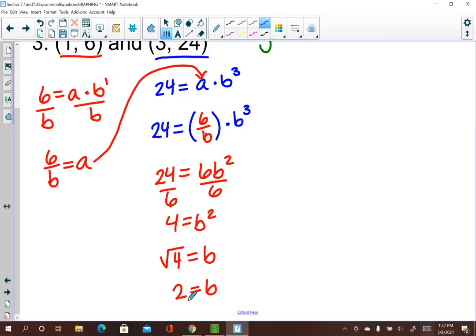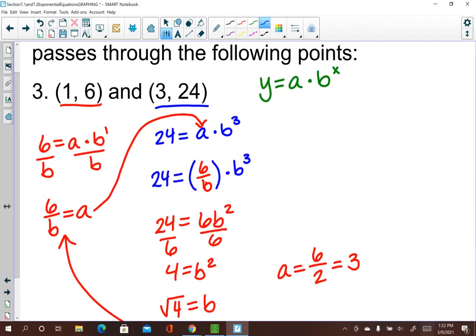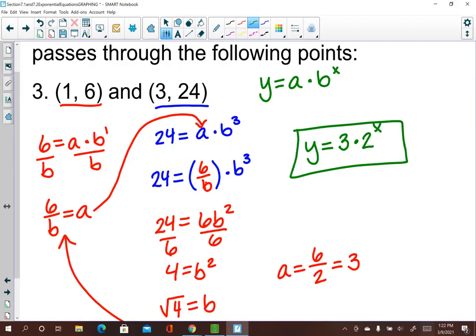Now to find a, you take that b and you plug it back into the equation up here. a is equal to 6 over b, but instead of b, we're going to use 2. We find that a is equal to 3. Every exponential equation should have y and x in your final answer. So we keep the y, replace a with what it's equal to, 3, times 2 instead of b, raised to the x power. And this is our exponential function.